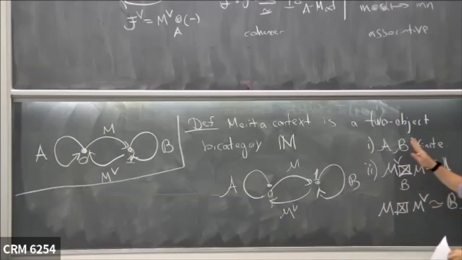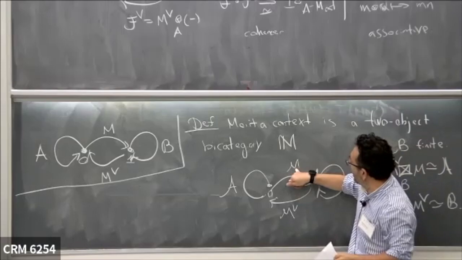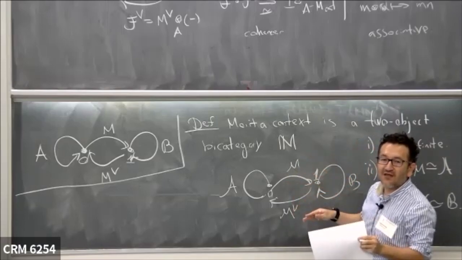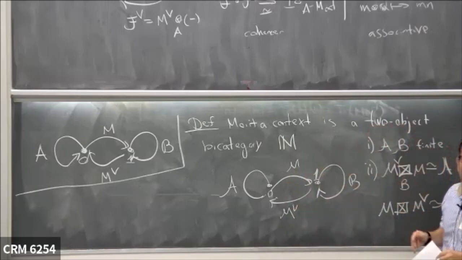So this is a Morita context. We can, of course, present this explicitly, saying that we have a bimodule, another bimodule. We have some associativity constraints that this happens. And this is the way that we present it in the paper. But basically, this is a Morita context of finite tensor categories.